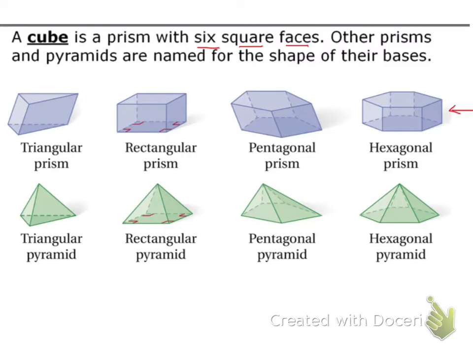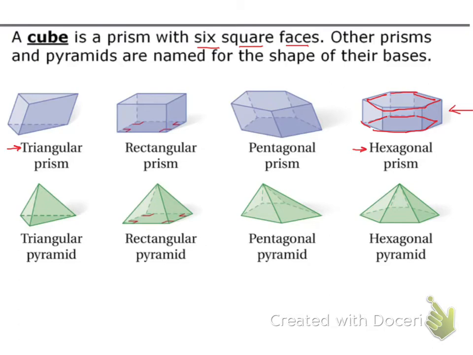Okay. So we look at the base. So our base is triangular, so we have a triangular prism. And it goes all the way up. We have a hexagonal prism. Got 2 hexagons as bases and parallelograms that connect them in between. And that could even go on to an octagonal and decagonal, and whatever polygon makes up your bases is how you're going to name your prism.